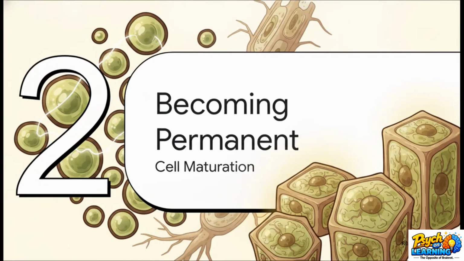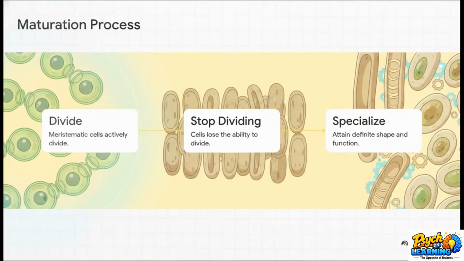Section 2, becoming a permanent tissue. So, what exactly happens when these young, hyperactive recruits grow up and finally stop dividing? This three-step transformation shows us exactly how meristematic cells mature to form the permanent tissues that do the real heavy lifting. In step 1, they're just dividing. But in step 2, they actually lose that superpower of division. They trade it in during step 3 to attain a definite shape, size, and a highly specialized function. They stop being general cell factories and they become true specialists.